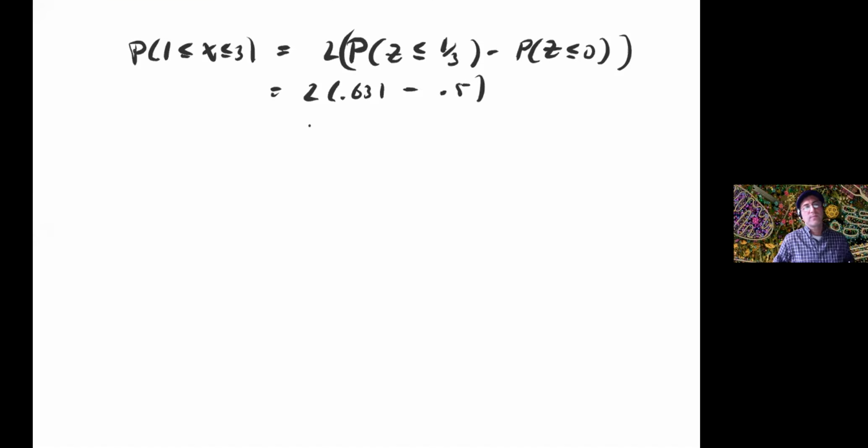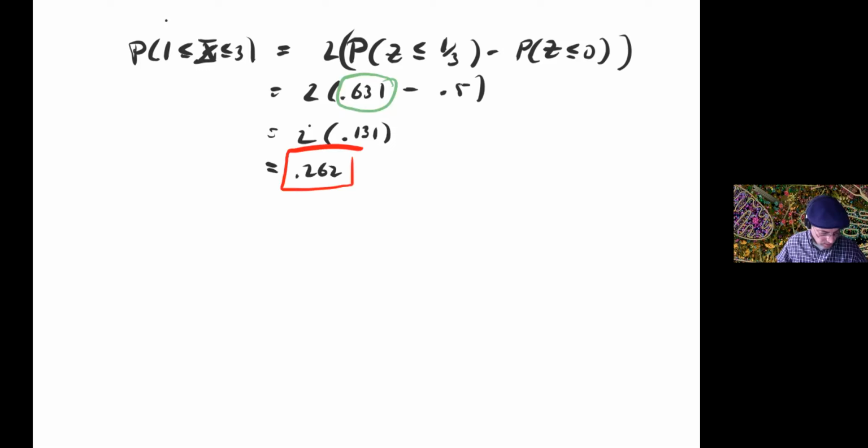Okay, so I lost my slide, but the probability that x is between 1 and 3 we saw was the same as twice the probability that z is at most 1/3 minus the probability that z is less than or equal to 0. I've inserted the value 0.631 in here, so what do I get? I get twice 0.131, which is the same thing as 0.262 should be the answer. So that's my answer to this question.